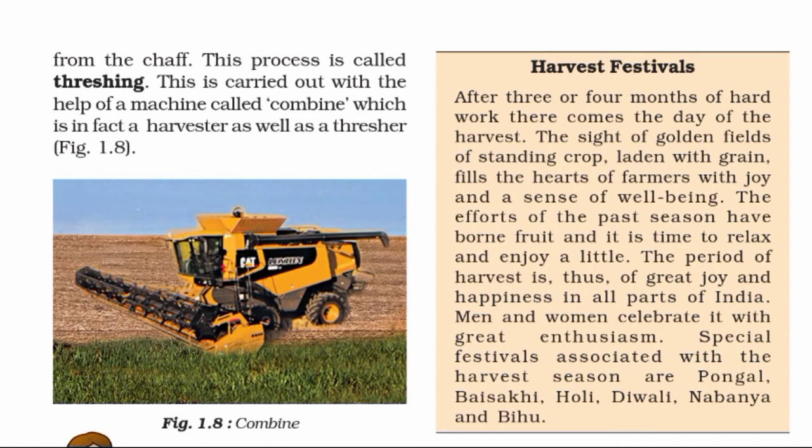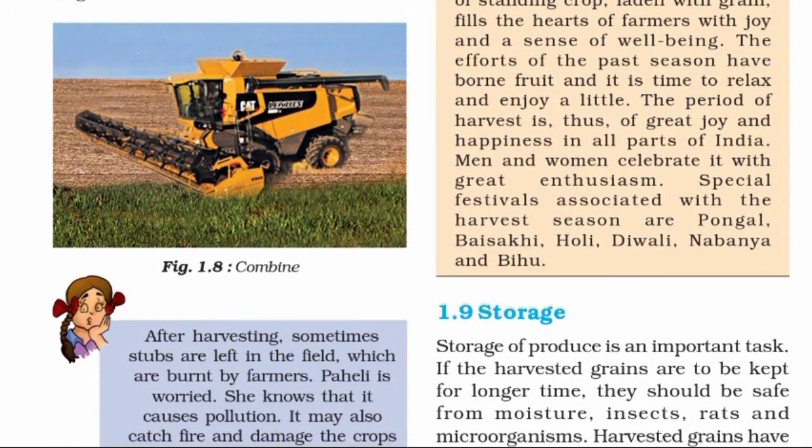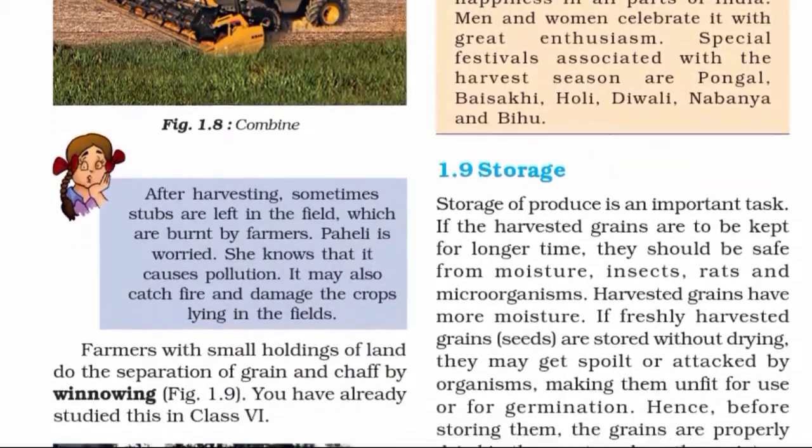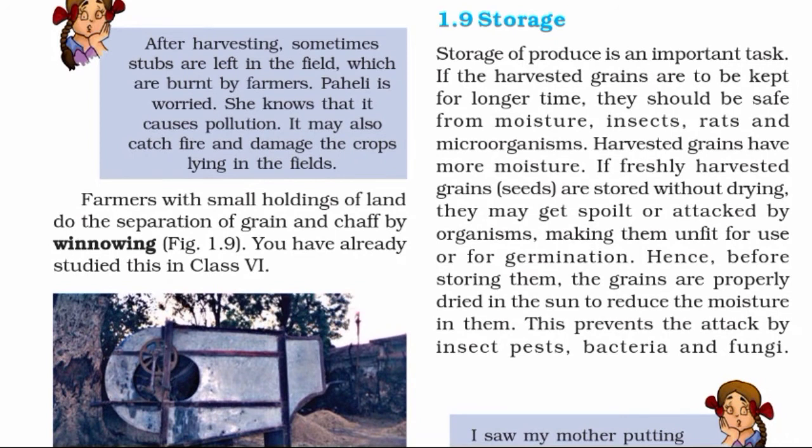In figure 1.8, we can see a combine. Paheli said, after harvesting, sometimes stubs are left in the field, which are burnt by farmers. Paheli is worried. She knows that it causes pollution. It may also catch fire and damage the crops lying in the fields.